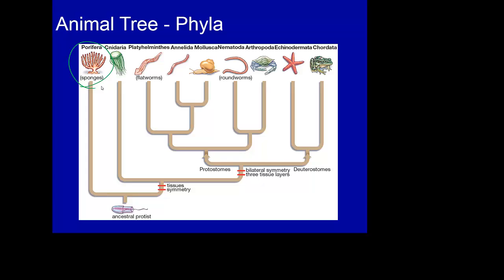So, our first stop is sponges, or porifera. Why do we stop here first? Well, as you see, on the right side of our tree, we have tissues and symmetry, meaning that those are derived characters for the organisms on the right side of our tree. But if we start to the left, we don't see any of those derived characters, meaning that sponges, phyla porifera, have no tissues, no symmetry.